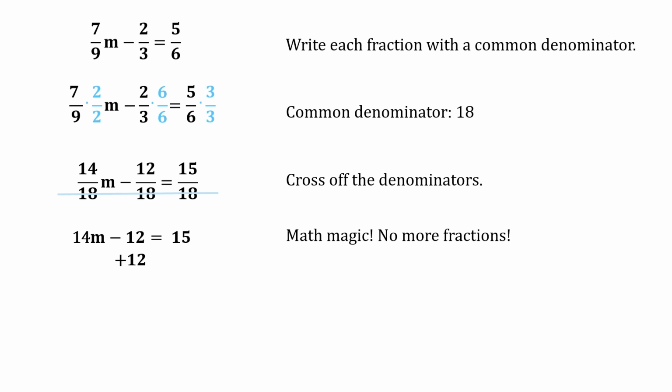So I'm going to add 12 to both sides. That's going to give me 14m equals 27. Because that 14 is connected by multiplication, I'm going to divide both sides by 14. I'm going to get that final answer of 1 13/14. Let's look at another example.